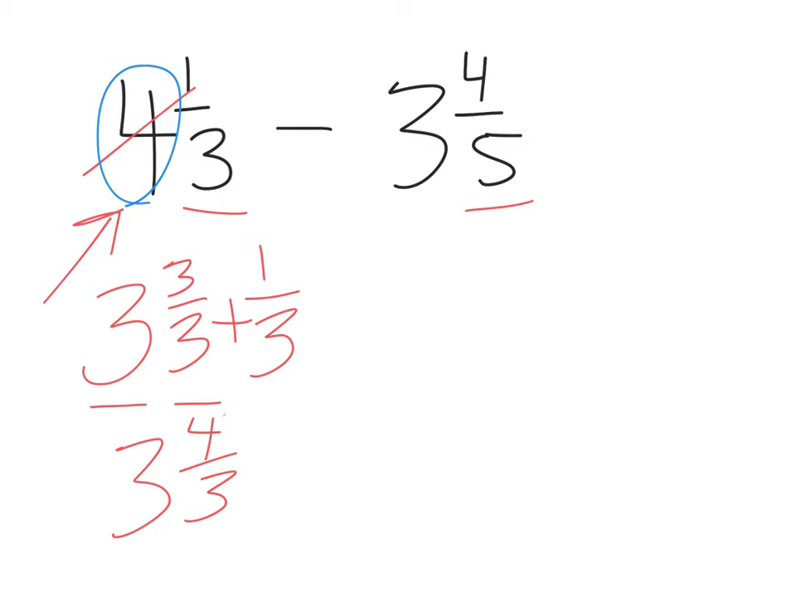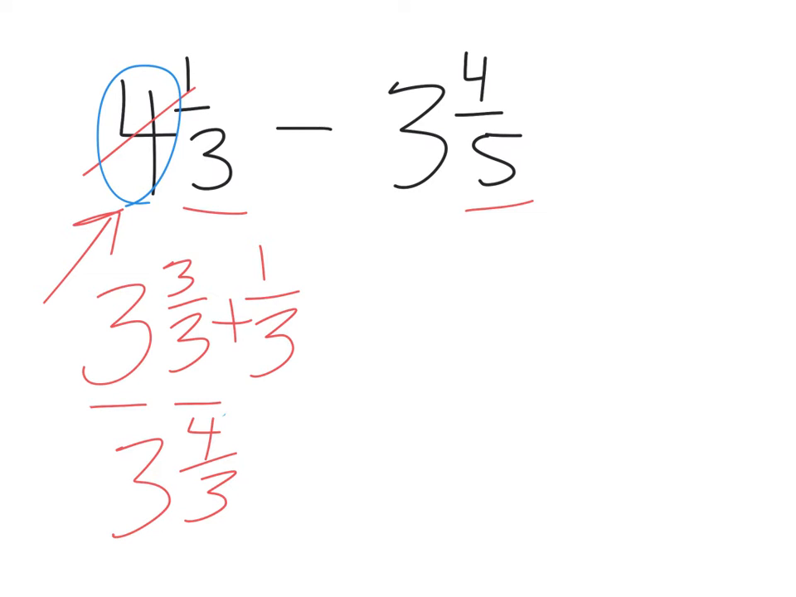And it looks crazy. It's like, what? How does that? I don't understand where that's coming from. Well, what I've done now, though, is I have renamed 4 1/3 to 3 4/3, because now I have the ability to go and subtract 3 4/5. I could not do that originally. I couldn't do that at the very beginning of the problem because 4/5 was greater than 1/3.